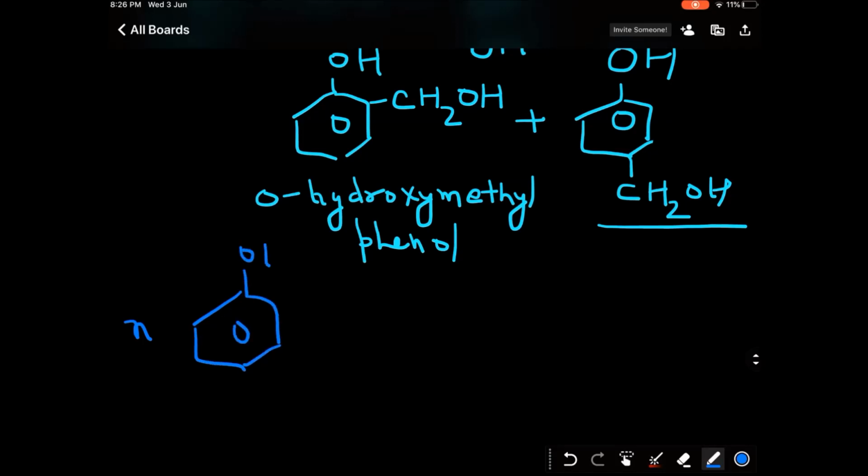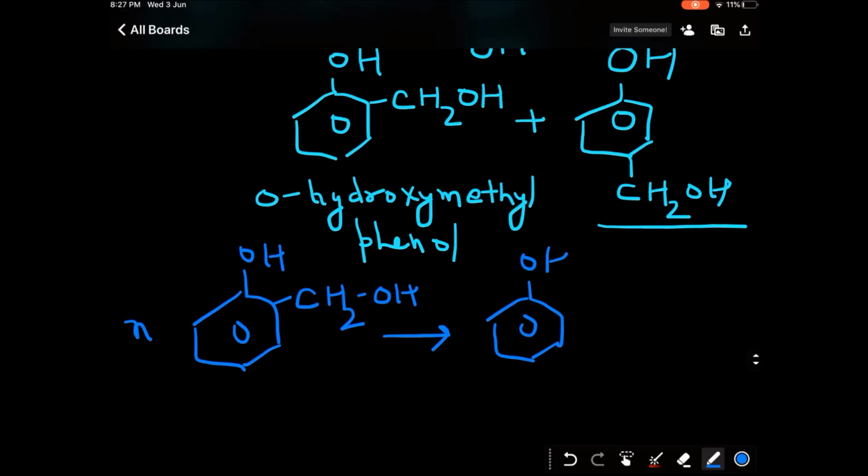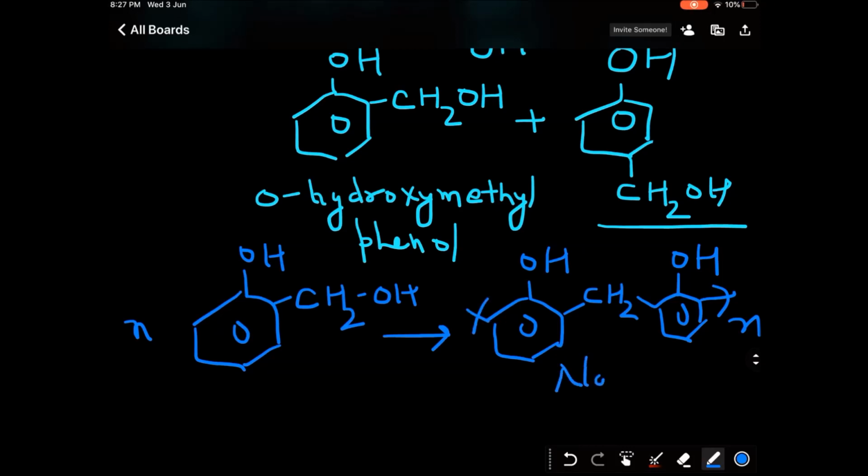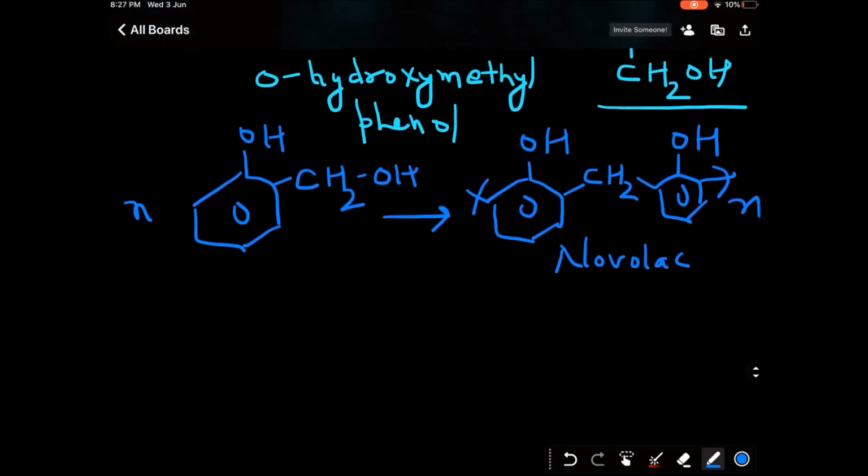Now, if we take orthohydroxymethyl phenol as the repeating unit to make a single linear chain, n moles of orthohydroxymethyl phenol will react and we will get a linear polymer. The CH2OH will lose water, OH and H from the next phenolic group. So this is the CH2 linkage that has been formed. This is the repeating unit, and this linear chain is a polymer called Novolac, whereas Bakelite is a three-dimensional structure.